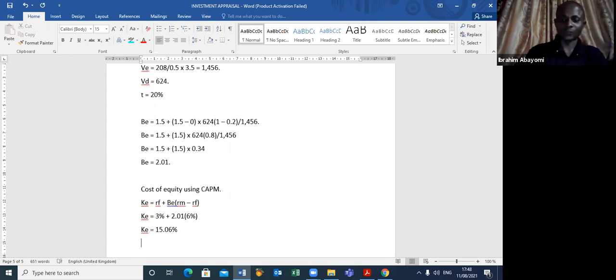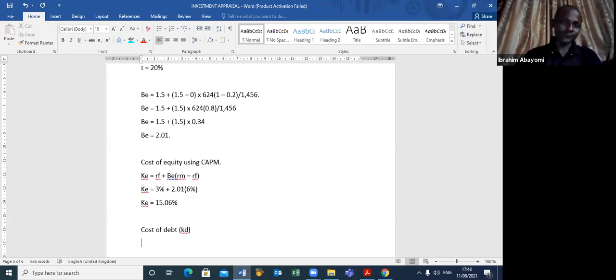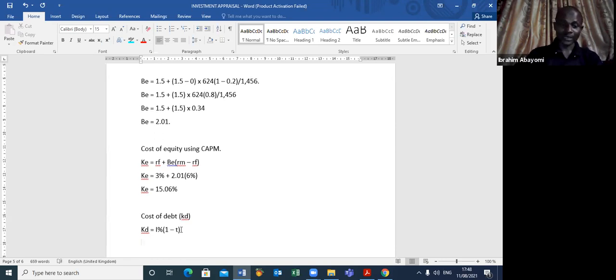Now we need to get our cost of debt. What's our cost of debt? Cost of debt, which is our KD. Now the debt of KPSC is non-traded, so my cost of debt will simply be equal to what? The interest percentage. Don't forget the formula I gave you: percentage interest into bracket 1 minus tax rate. This is the formula I gave you for non-traded debt.